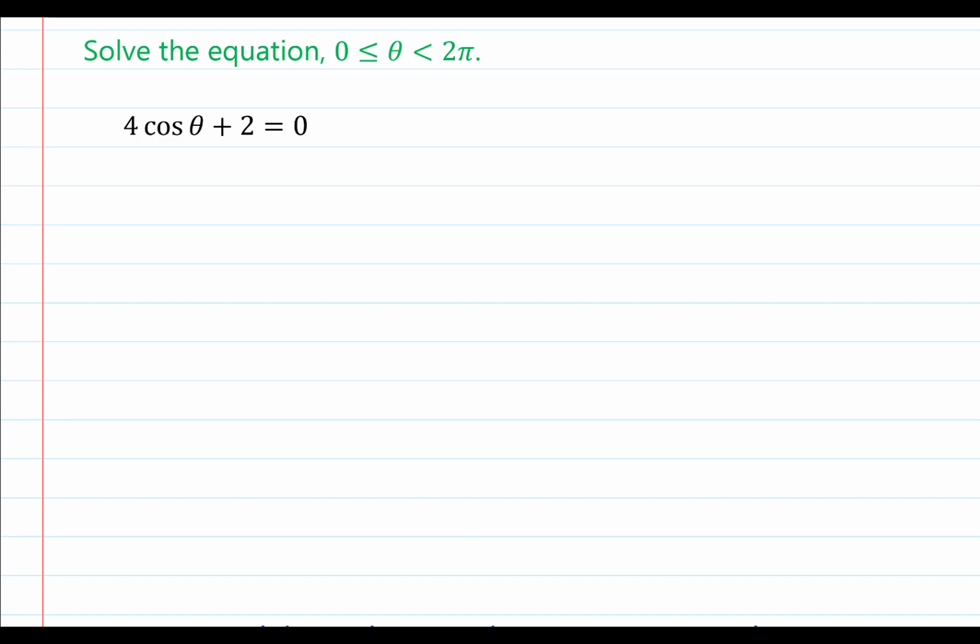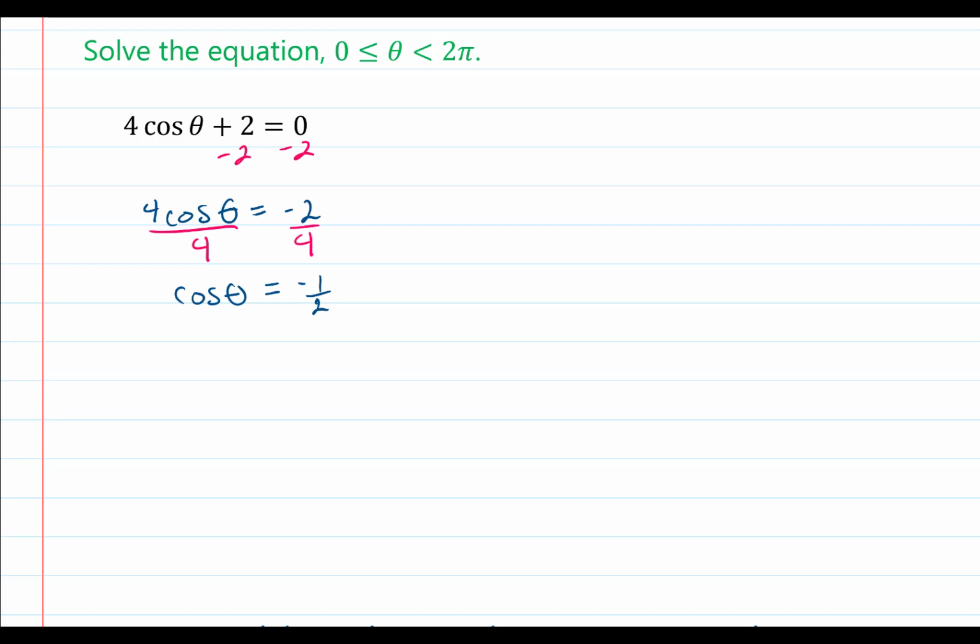Here we have a second example where, again, we are being asked to find angles for theta that are greater than or equal to 0 but less than 2 pi. So we have 4 times the cosine of angle theta plus 2 is equal to 0. Like I said in the last example, the first step we want to do is isolate the trigonometric function. So we'll start by subtracting 2 from both sides, which leaves us with 4 times the cosine of angle theta is equal to negative 2. Now we're going to divide both sides by 4 and reduce the fraction to get cosine of angle theta is equal to negative 1/2.